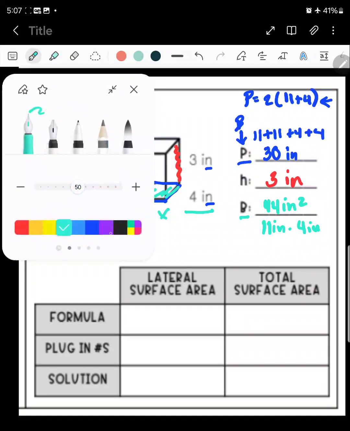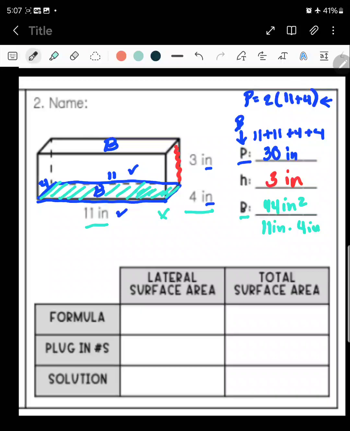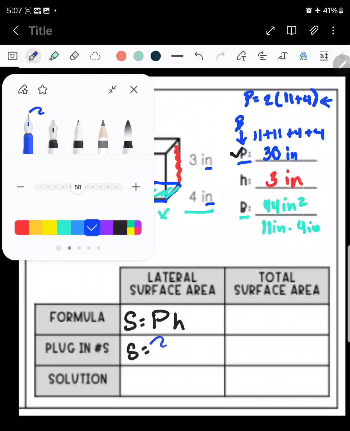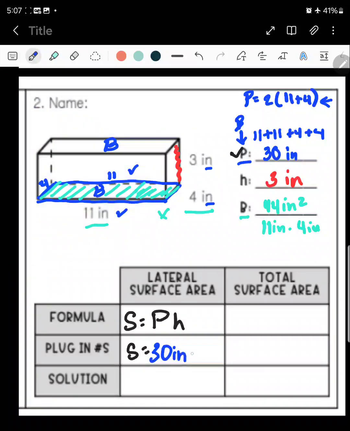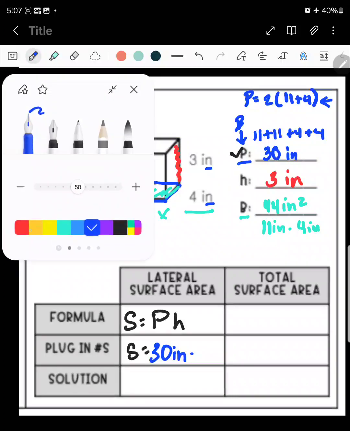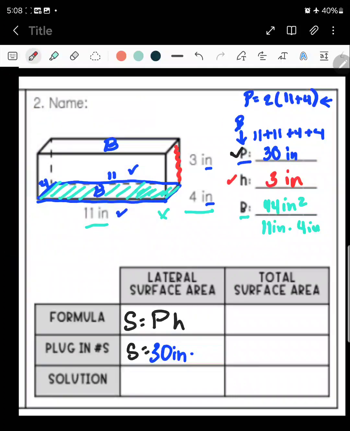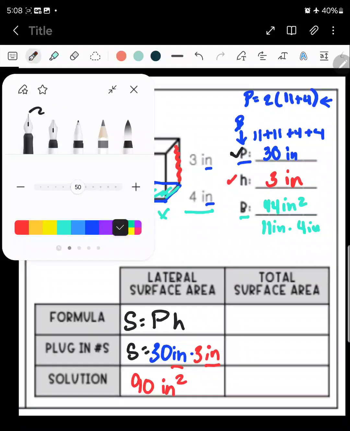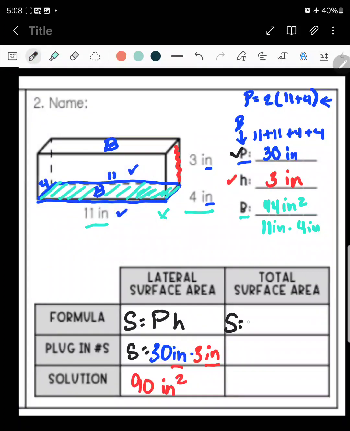All right, so let's go ahead and plug into our formulas. Lateral surface, if we just want around the box, Ph, where P is perimeter, is 30 inches. Multiply that by your height, which here is 3 inches. 30 times 3 is 90. And anytime you're multiplying, there's 2 inches that were multiplied, so we put inches squared.